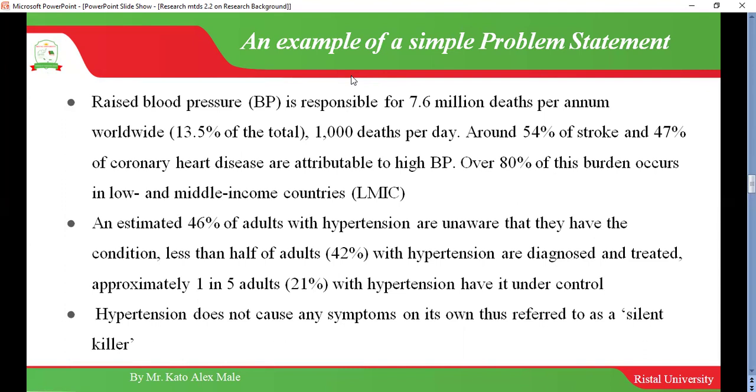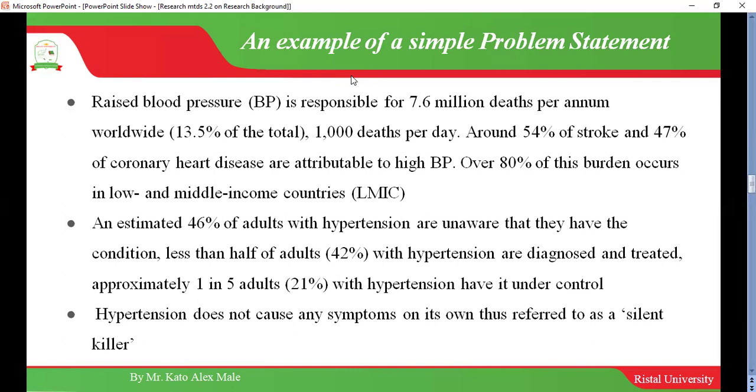46% are unaware that they have it. Less than half of the adults, 42% with hypertension, are diagnosed and treated. You get it? Only 42% are diagnosed and then treated. And only 21% with hypertension have it under control. You can imagine, just 21% have controlled it.